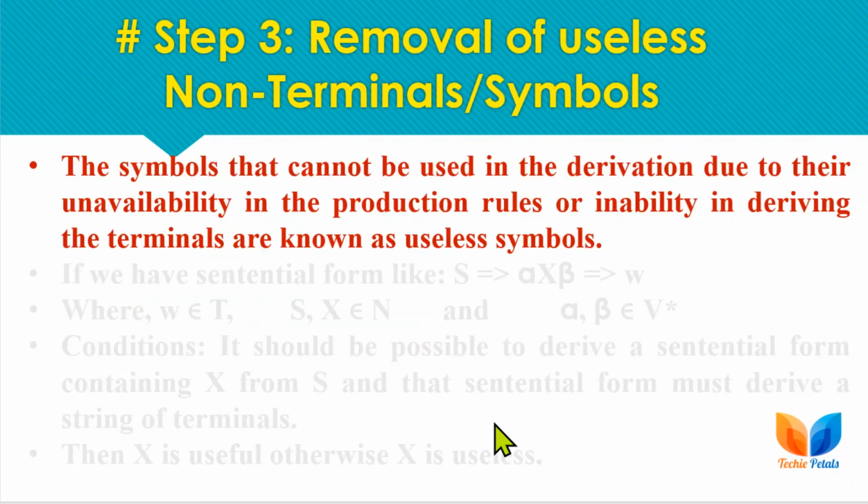So next, our third step is removal of useless non-terminals or useless symbols from the grammar, which we have already practiced with the removal of null production and the removal of unit production, as the removal of null production and unit production has introduced useless non-terminals and symbols. We have also removed such symbols from the grammar in the previous examples.